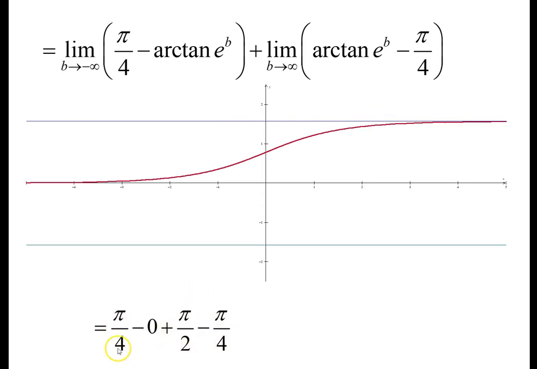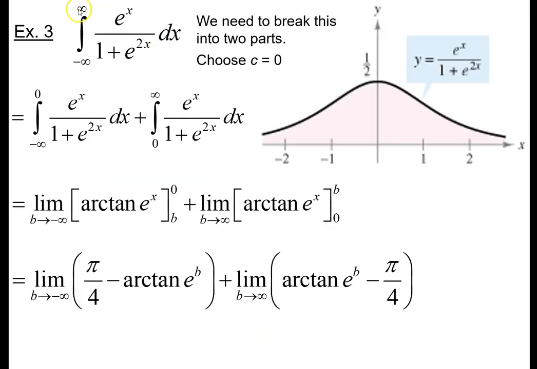So what do we have? We have pi over 4 minus 0 from this first integral, plus the limit over here is pi over 2 minus pi over 4. So that, of course, just leaves us with pi over 2. So we would say that the original improper integral converges to pi over 2. Let me go back so you can see it. This improper integral converges to pi over 2.